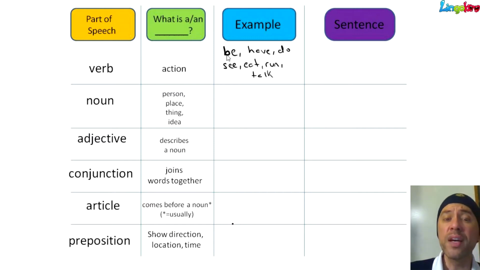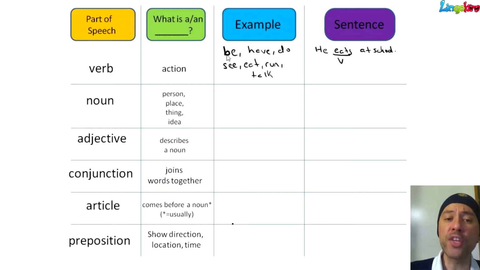Can we use a verb in a sentence? Sure. So if I write he eats at school, then the verb here is eats. Okay? Now let's look at nouns.